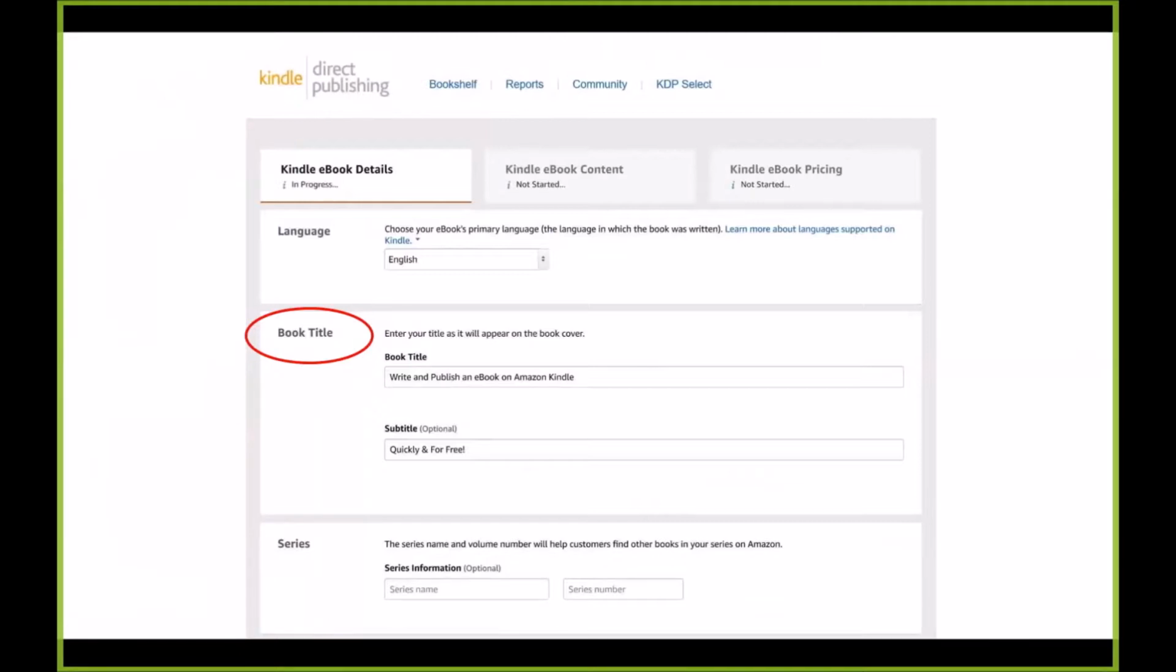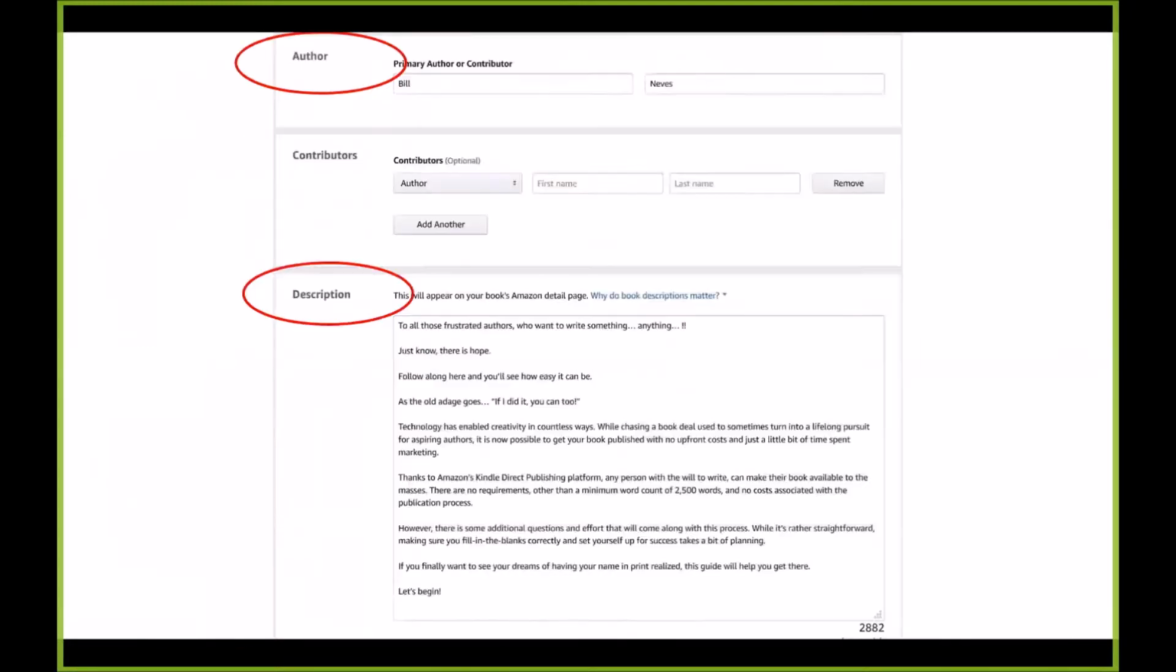And then a series. If you're doing the Bobbsey Twins book 1, 2, and 3, then you might want to put that in here. This is a single book, so I left that blank. And then under author, obviously, my name, and then a description of the book. This is right out of the book.